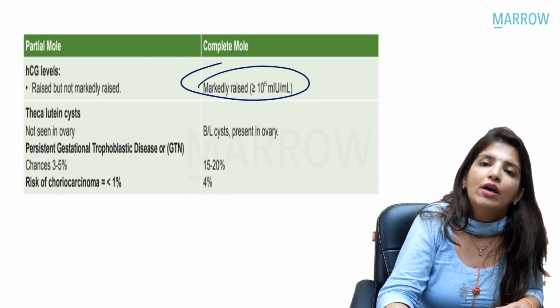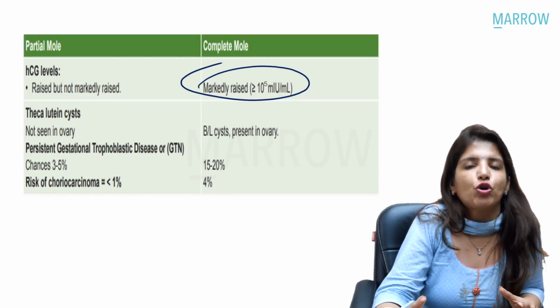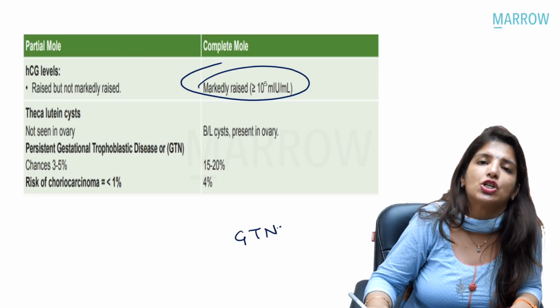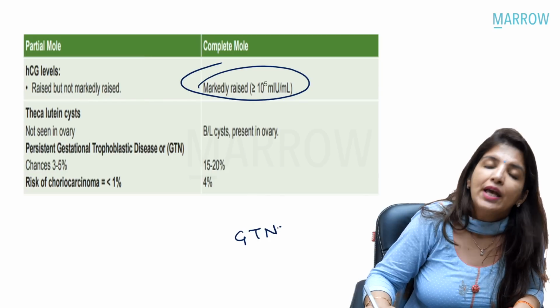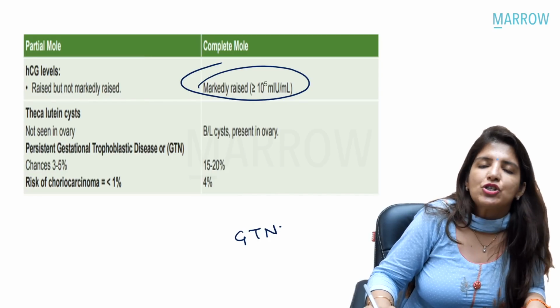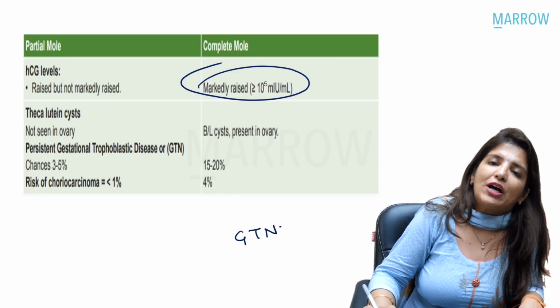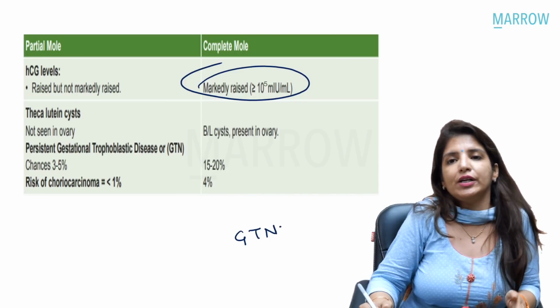And the last point which you have to remember is whether it is a case of partial mole or complete mole, both of them have chances of turning into malignancy, and those malignancies are called gestational trophoblastic neoplasia, in which the chances of turning into malignancy are more common with complete mole. Partial mole has less chance of turning malignant.